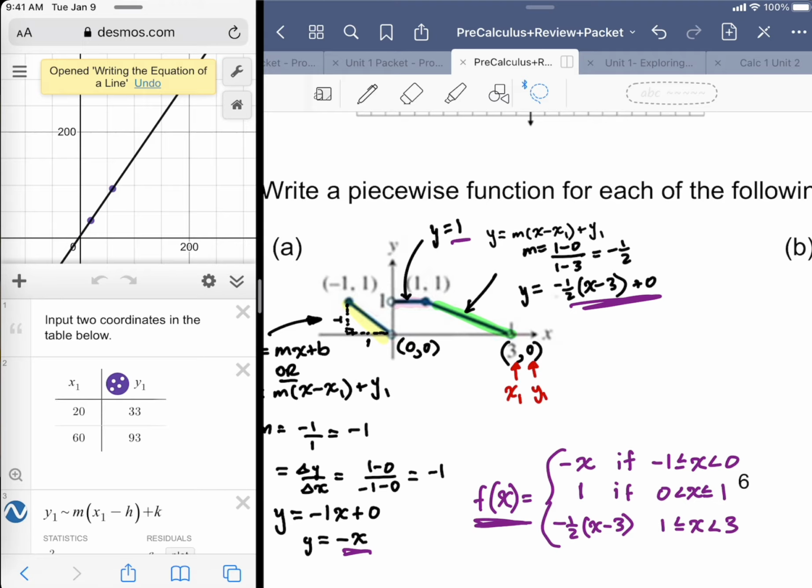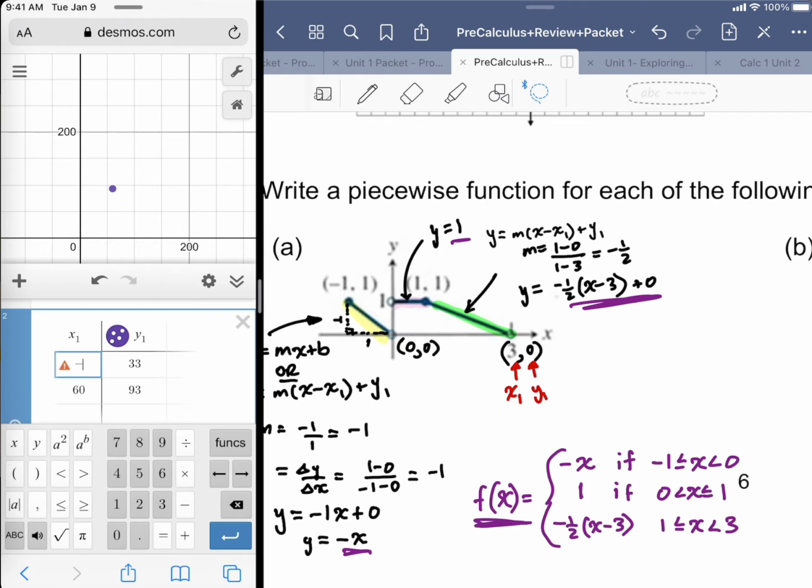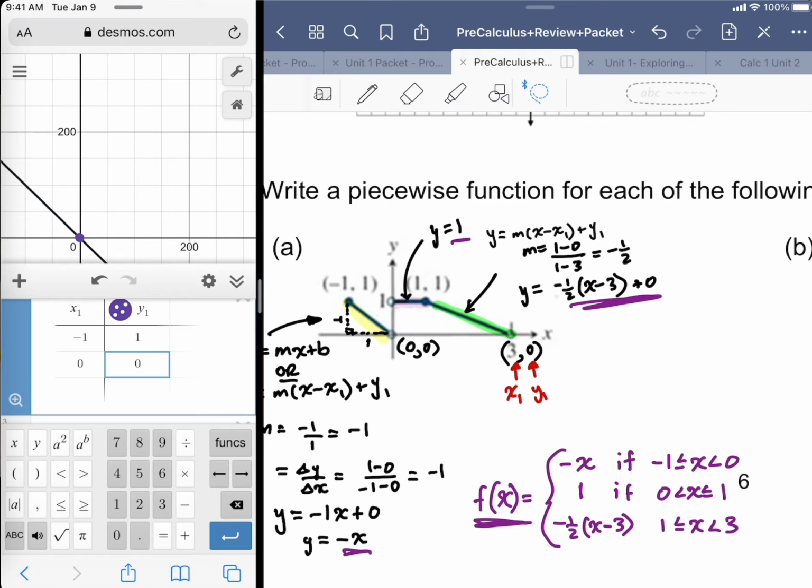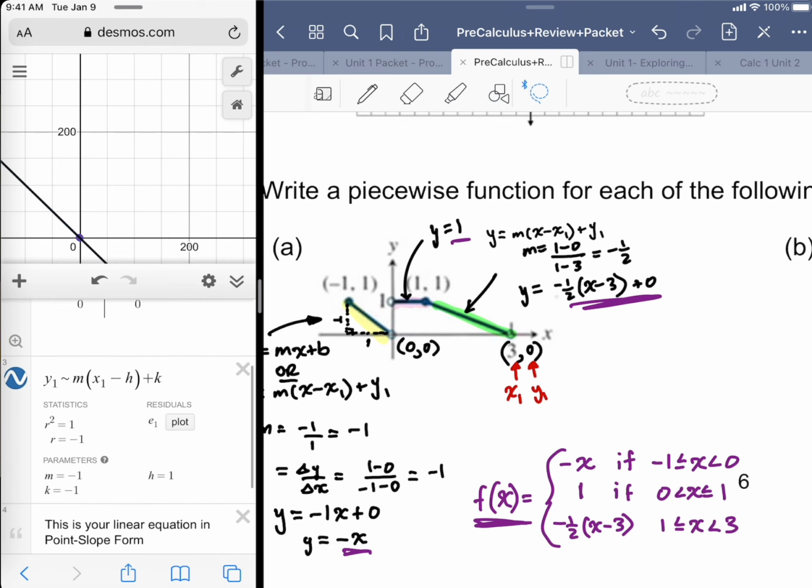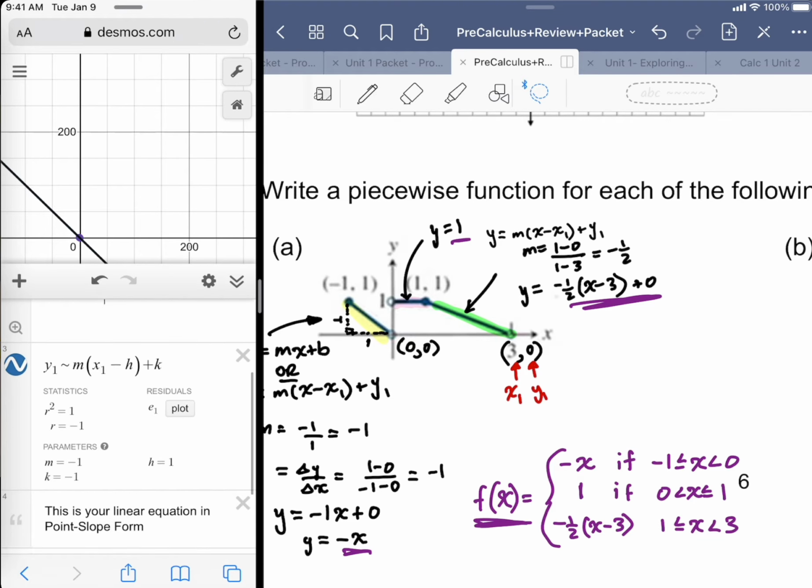It's called writing the equation of a line. So, like I said, I'll just walk you through it. Input the two coordinates in the table. So instead of the example that I have here, I would put in, let's say we're just working off of this first piece here, negative 1, positive 1. The second coordinate would be 0, 0. And then if you scroll down, I have the point slope form equation.